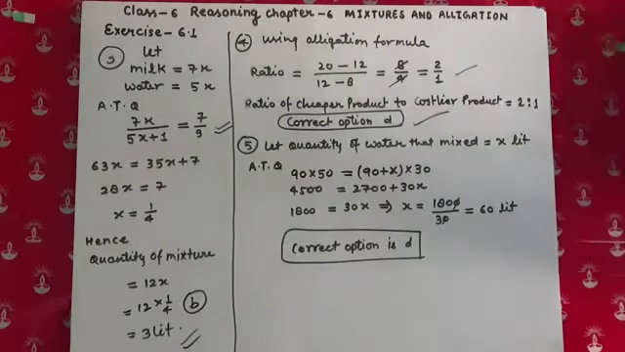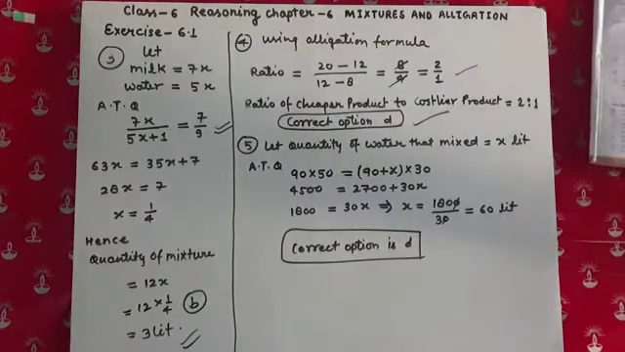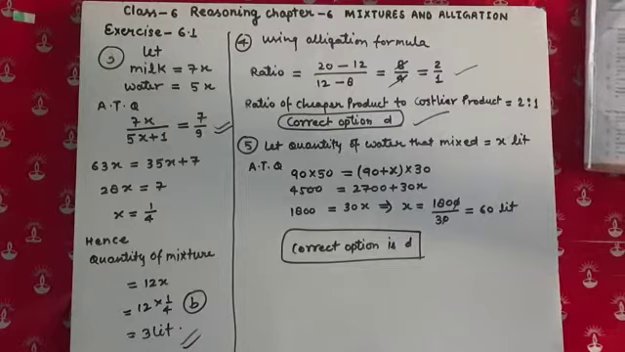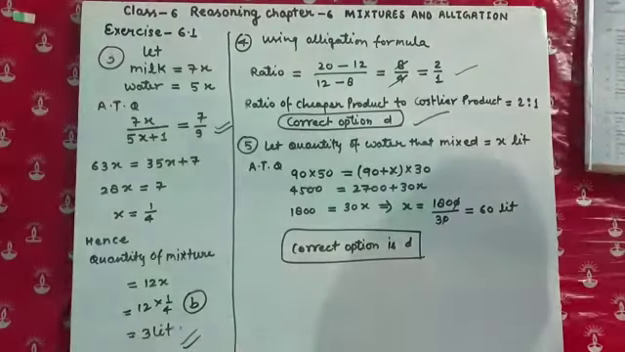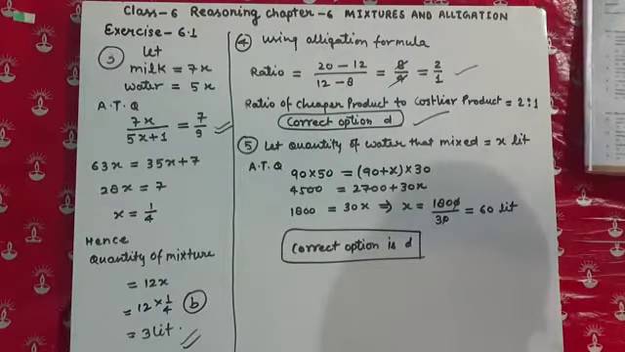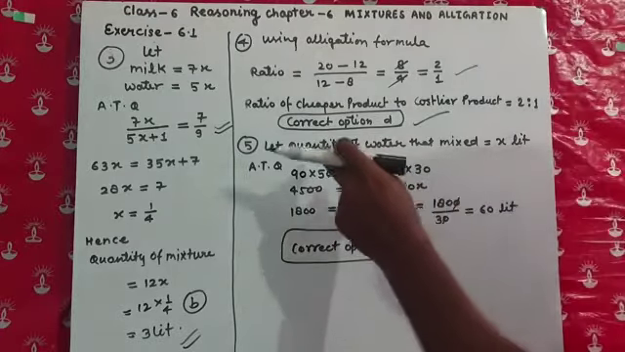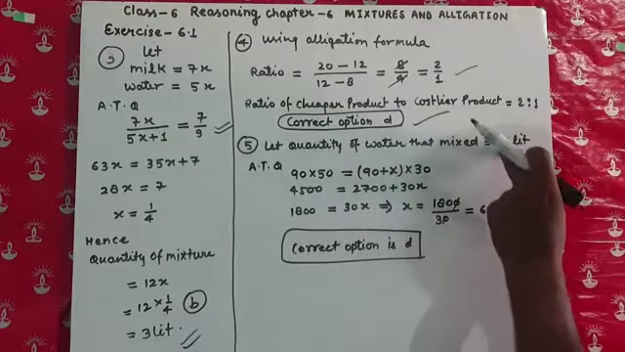Now going to question number 5. In question 5 it is given that if the price of pure milk is rupees 50 per liter and a vendor sells it at rupees 30 per liter, calculate the amount of water mixed in 90 liters of milk to be competitive in the market. So here let the quantity of the water that is mixed be x liters.